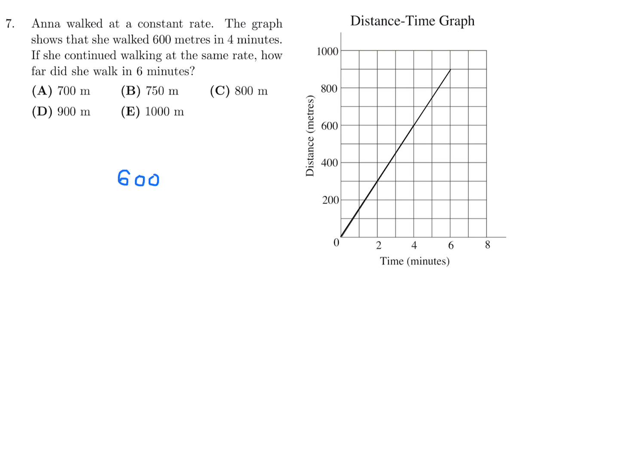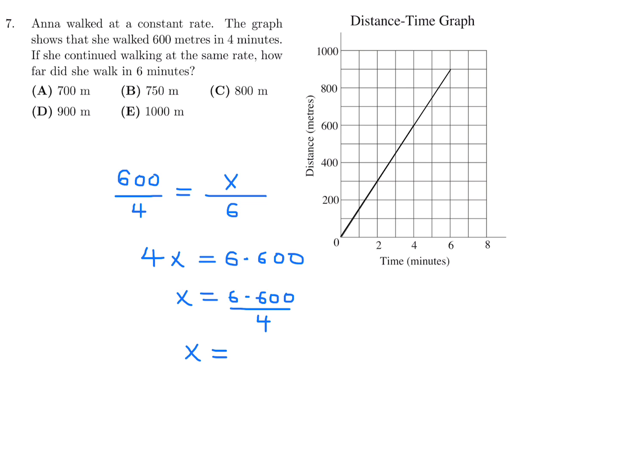600 meters over 4 minutes is equivalent to a certain number of meters, x, over 6 minutes. So if you cross multiply, you get 4x is equal to 6 times 600, and therefore x is equal to 6 times 600 divided by 4. So 600 divided by 4 is 150, and then 150 times 6 is 900. So in both methods, I got 900. So number 7, the answer is D.